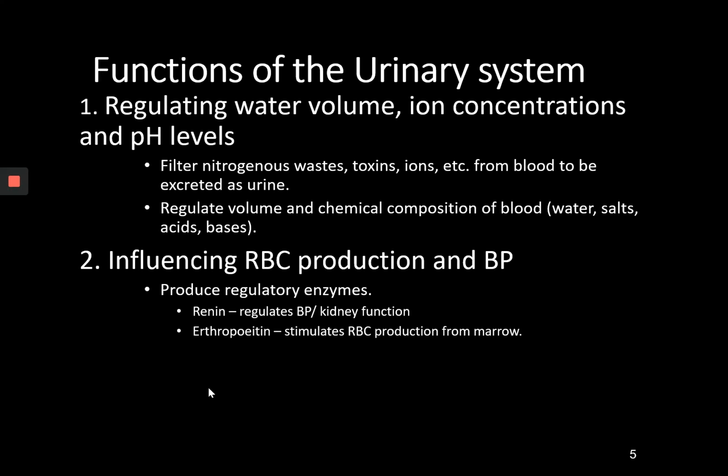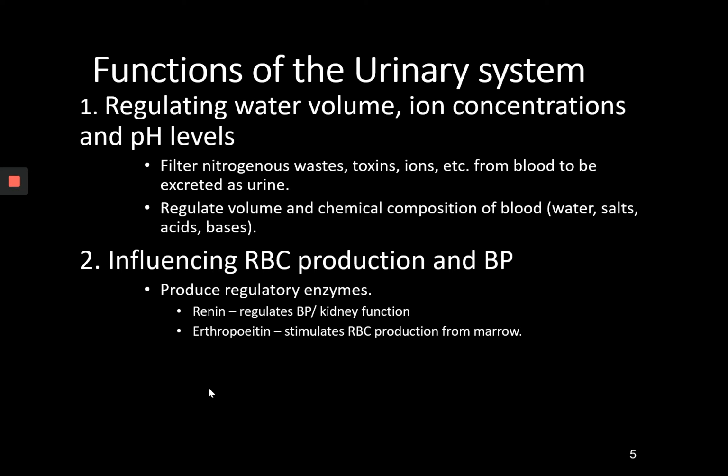The functions of the urinary system include the regulation of water volume, ion concentration, and pH levels. That's because the nephrons of the kidneys are able to filter out nitrogenous waste, toxins, ions, all of that stuff from the blood, and that way it can be excreted as urine out of the urethra. Then we have the ability to regulate volume and chemical composition of the blood by secreting things like water, salt, acids, and bases to the renal tubule system, which is part of the nephron. And this can change not only blood volume, but also its chemical composition or pH.